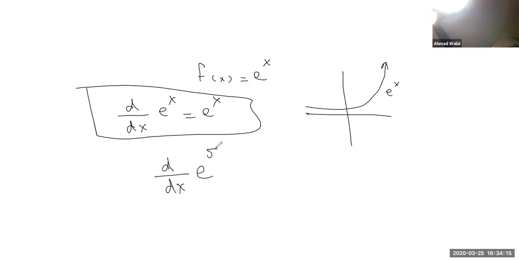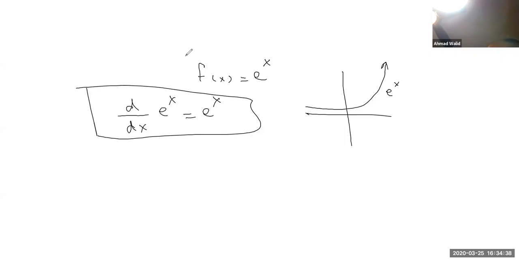For example, if they ask you, find the derivative of d over dx of e to the power of 5, or let me go a different way. Let's wait for the time being. Any question on this first? Then I'll show it in another example to you.